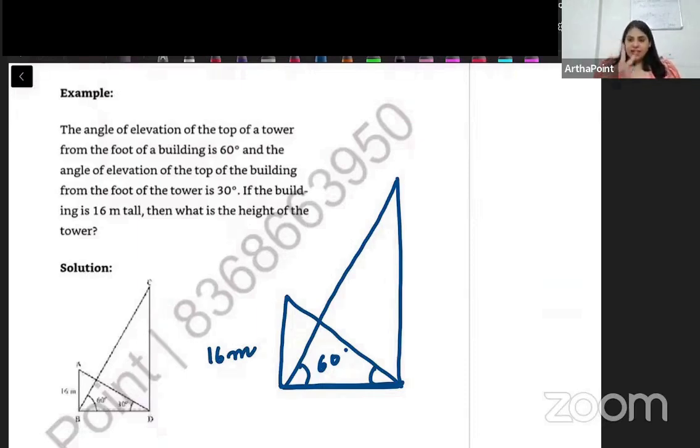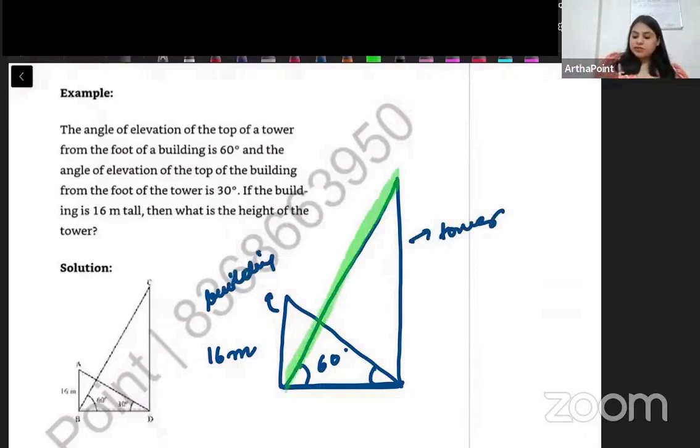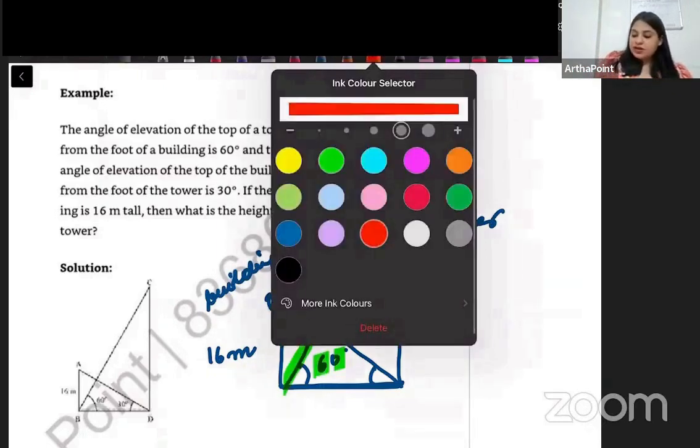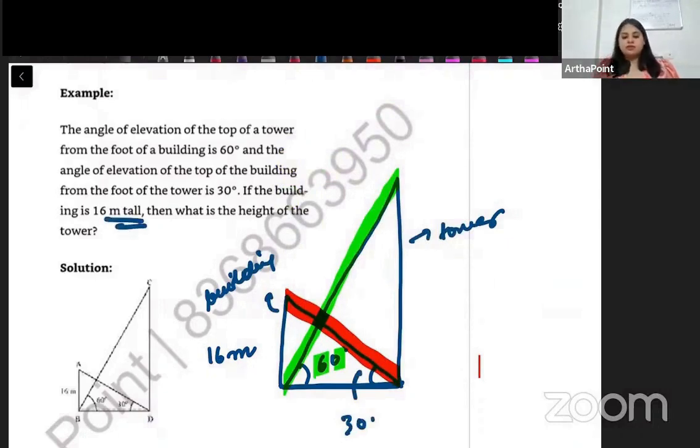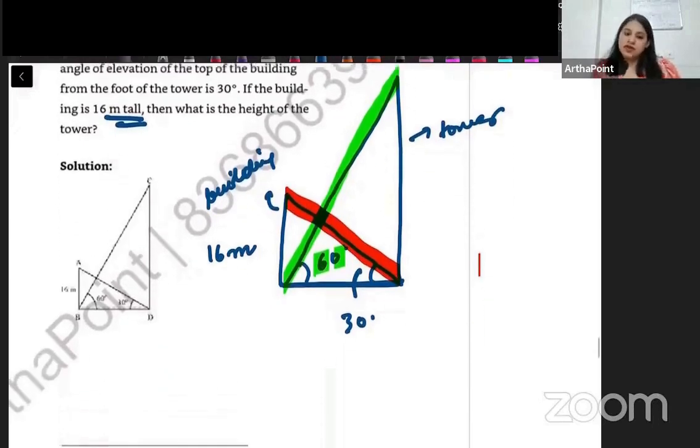So there are two things, one building and one tower. This is the building, this is the tower. From the top of the tower to the foot of the building, beta, this is 60 degrees. From the top of the building to the foot of the tower, beta, this is 30 degrees. The building is 16 meter tall. Now it is asking what is the height of the tower.